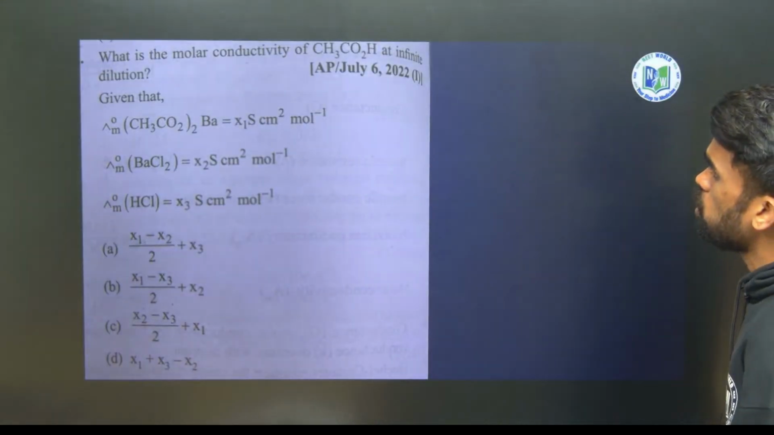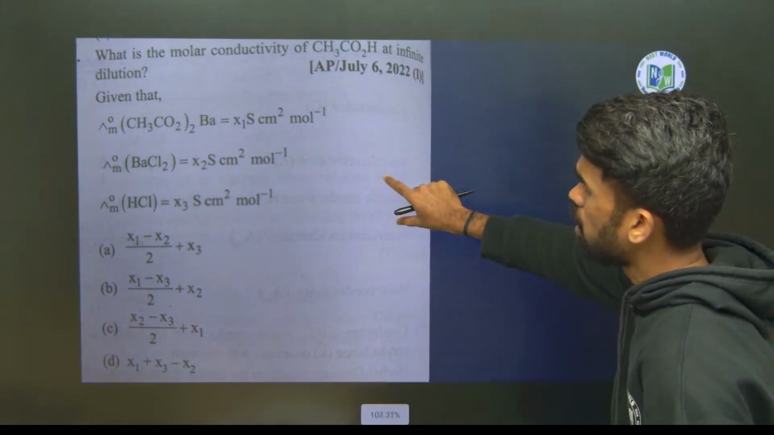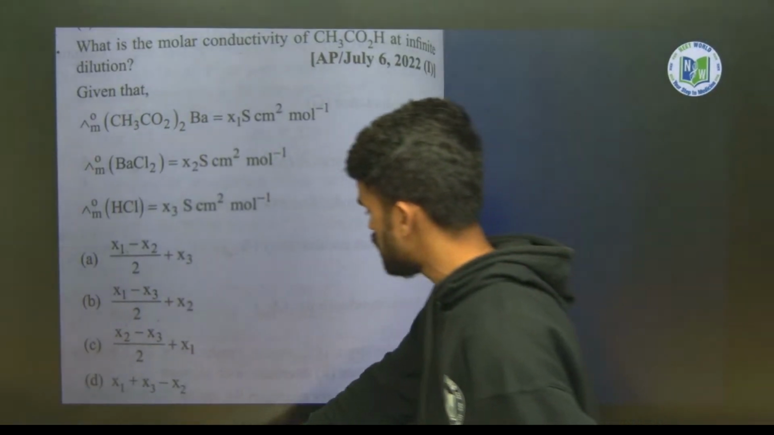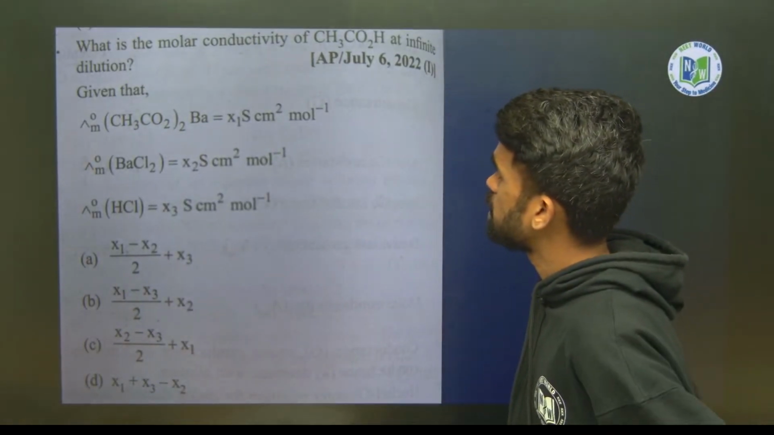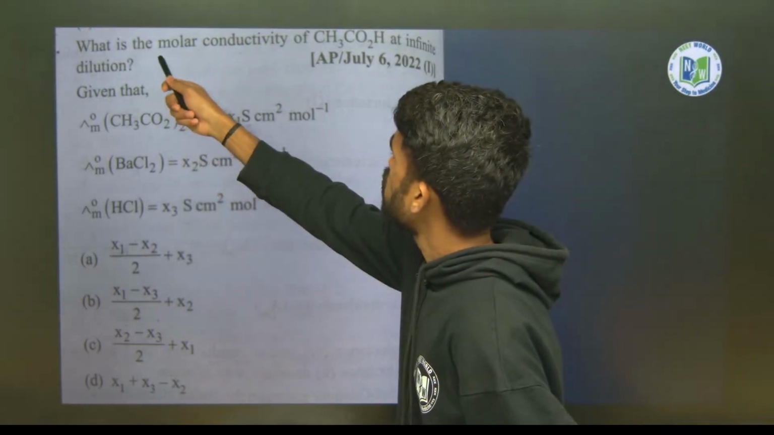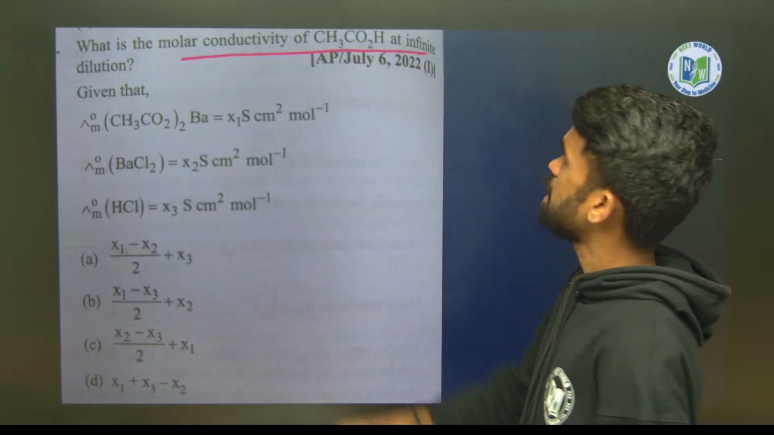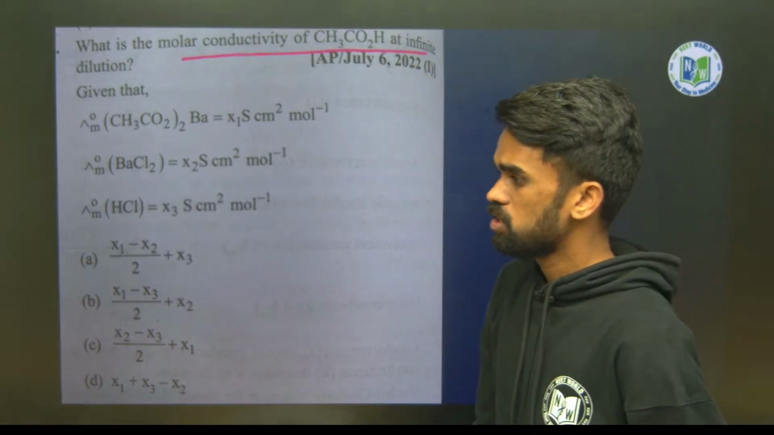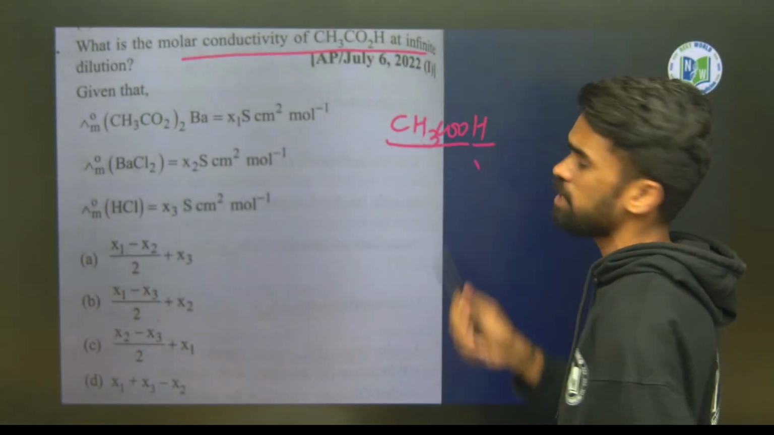Look at here, we have a question from electrochemistry. Tell me, what is your answer for this question? From Kohlrausch's law, what is the molar conductivity of acetic acid at infinite dilution? Tell me anyone. Look at here, molar conductivity of weak electrolytes. Acetic acid is a weak electrolyte, so it has one acetate ion and one H plus ion.